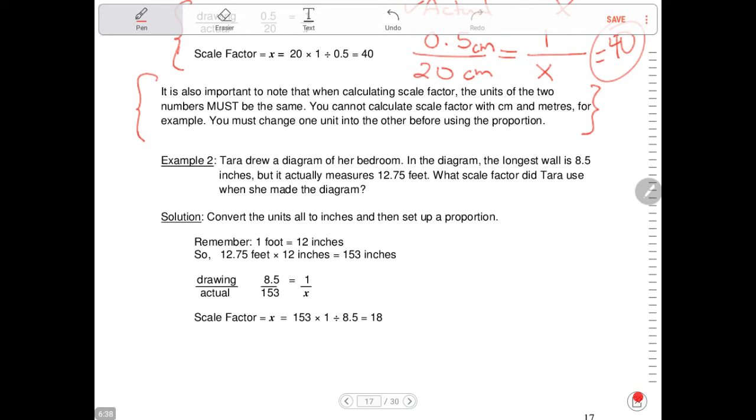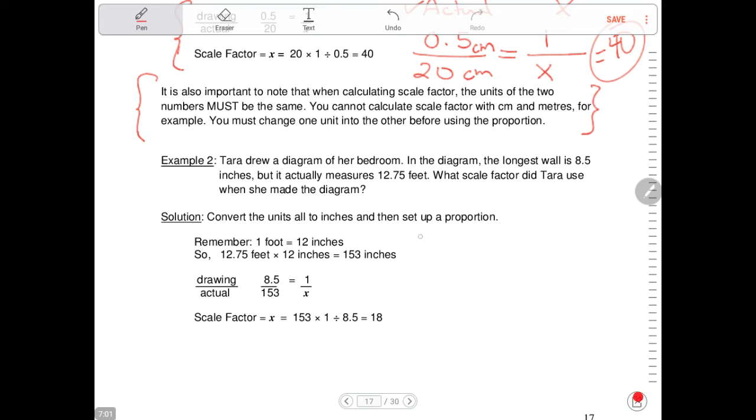Tara drew a diagram of her bedroom. In the diagram or drawing, the longest wall is 8.5 inches. But in real life, or actually, it measures 12.75 feet. And the problem is you see, you have inches and you have feet. And you can't use that to figure out a scale factor.